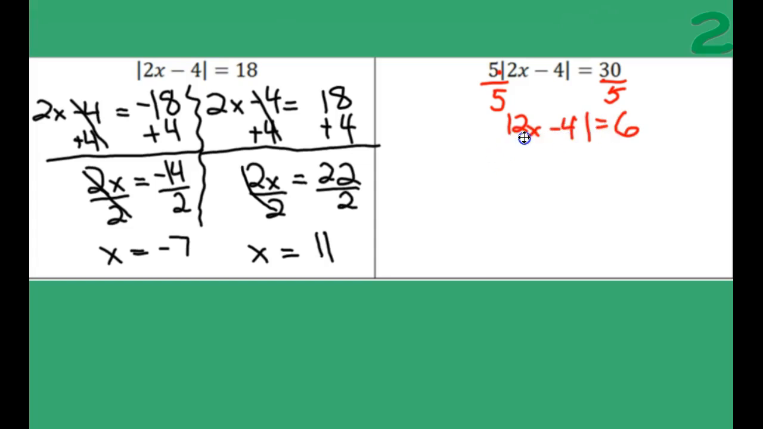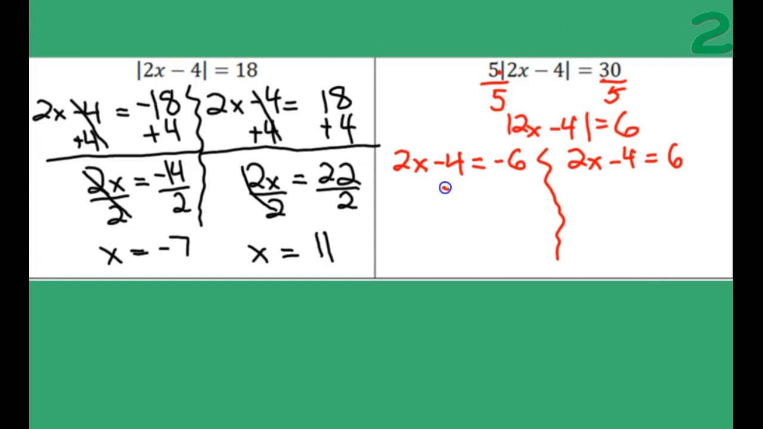So now we have an absolute value. Our shower is clean. There's the only thing in the bathroom. So we have to set two problems. 2x minus 4 equals -6, and 2x minus 4 equals +6.